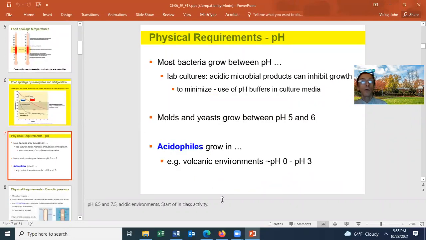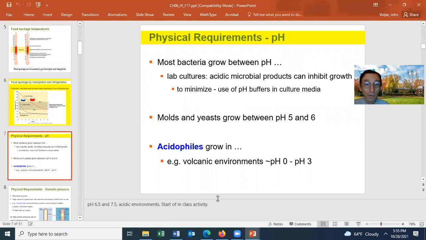All right. So bacteria also have a pH requirement. Most bacteria grow between 6.5 and 7.5 pH. So in the lab, if you were to get the media, it would generally be between 6.5 and 7.5 because that's where most bacteria grow. However, there are microbes that do grow outside that range. We'll talk about them in just a second.